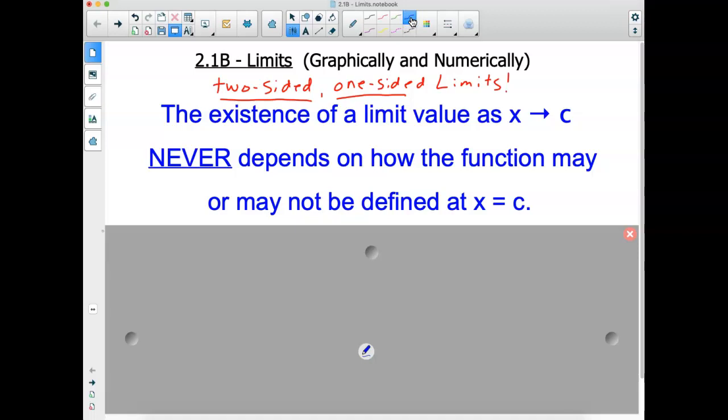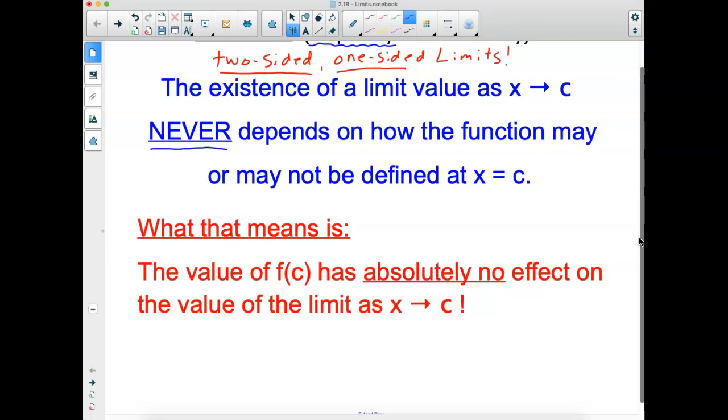But before we really get in there, especially because we're looking at it graphically, it really plays with your mind sometimes. The existence of a limit value as x approaches c never depends on how the function may or may not be defined at x equals c. Well, that's quite a mouthful. So what does that actually mean? What that actually means is the value of f of c, when I plug that c value into my function, has absolutely no effect on the value of the limit as x approaches c. It's something you really got to grab onto.